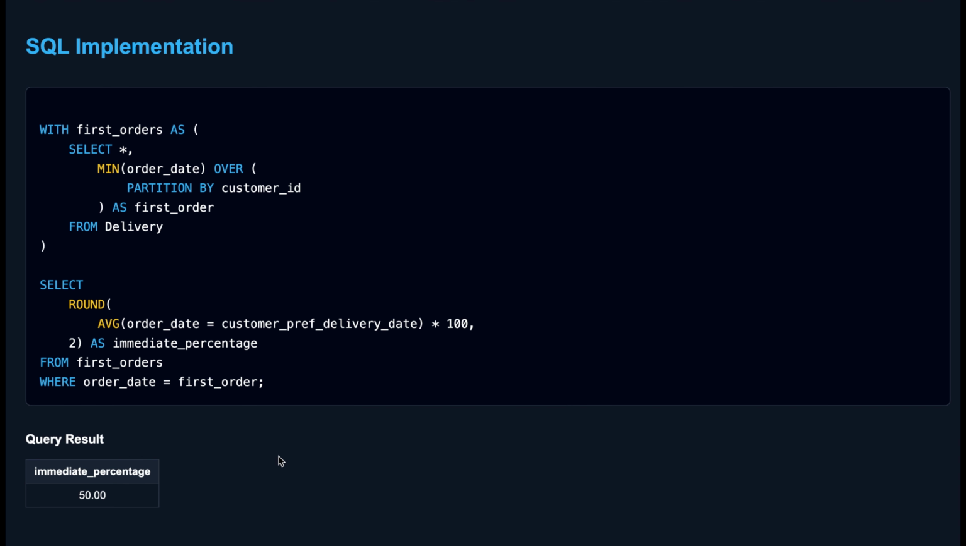Now this pattern is extremely important and shows up in conversion rate, retention and product analytics problems, right? So if you're preparing for data engineering interviews, make sure you practice similar problems. So that's it for this particular problem.